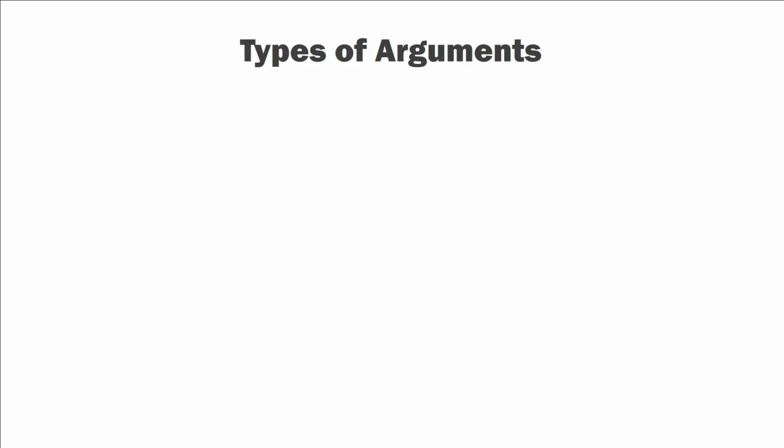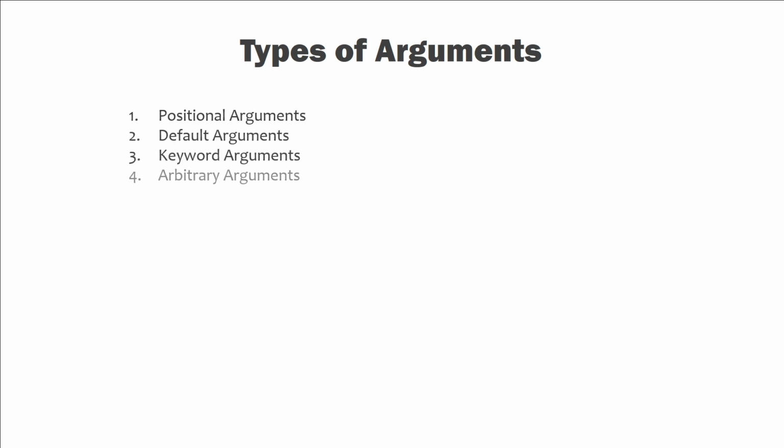Hi everyone, in this lecture we will talk about types of function arguments. So there are four types of arguments known as positional arguments, default arguments, keyword arguments, and arbitrary arguments. Now let's discuss them one by one.